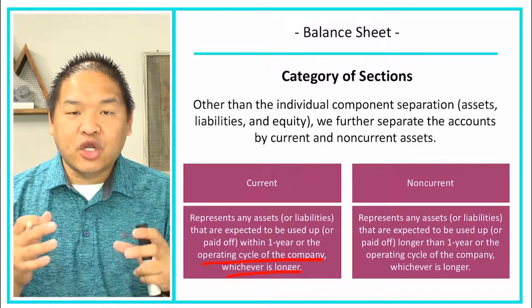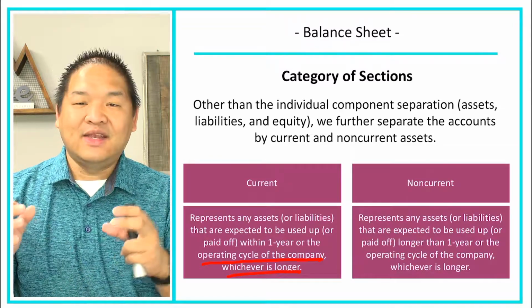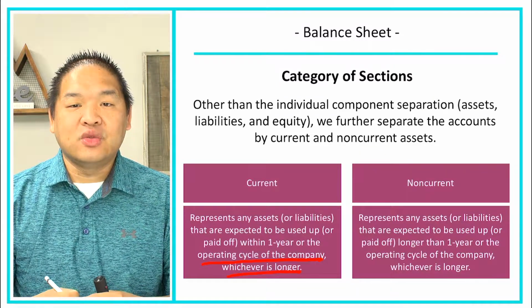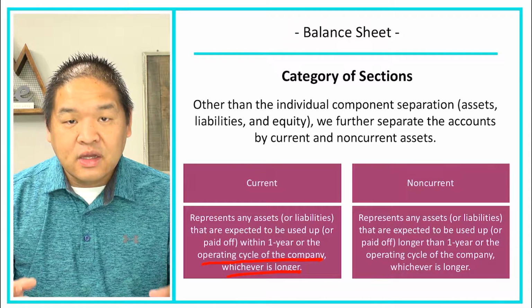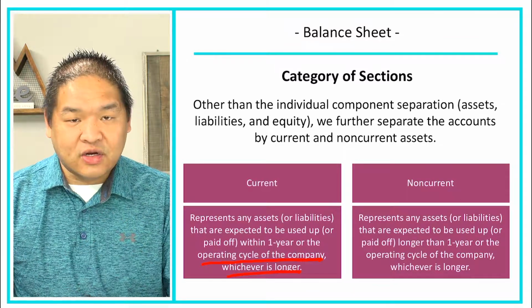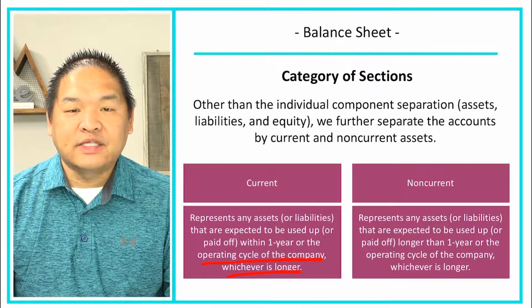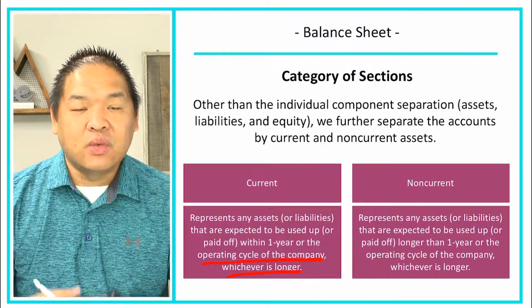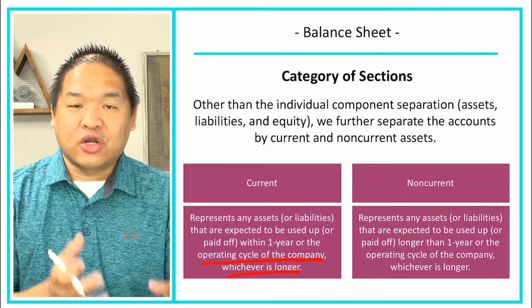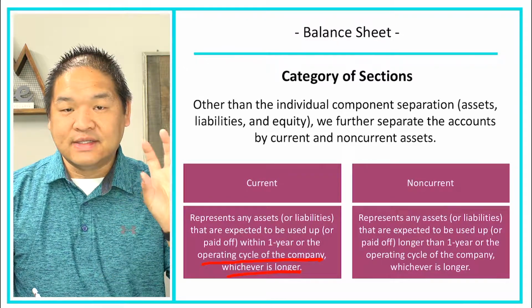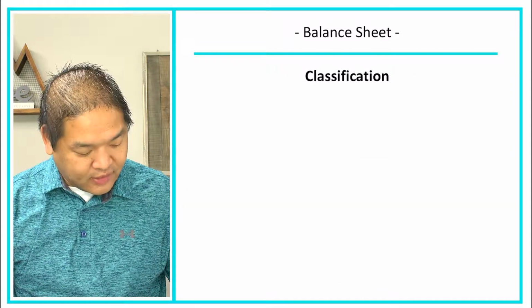The supplies would be a current asset, not a non-current asset. A building, we would expect the building to last for longer than 1 year. So that would be non-current, not current. Cash, we would expect that a company use cash within 1 year. So that would be current. Okay, so that's the category section that we want to pay attention to. Is it current or non-current?